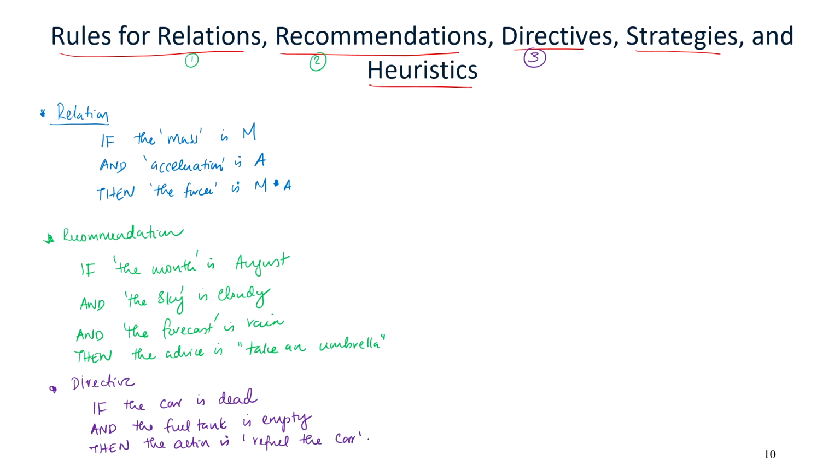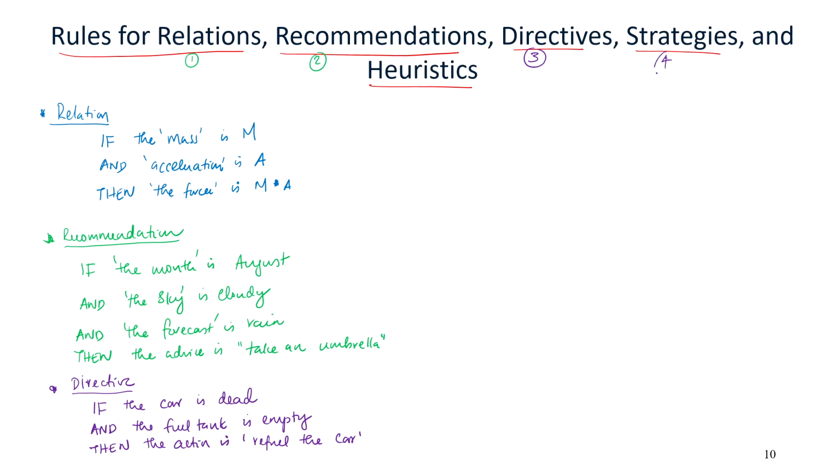Okay. So, this becomes an example of a directive. We have seen what is a recommendation. Recommendation is in the form of something that you recommend, the advice is to take an umbrella, and the directive we have seen is in the form of what you need to do if you come across two conditions.